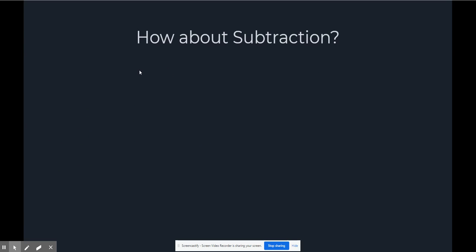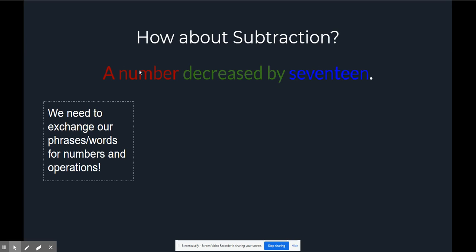Let's try another one. How about a subtraction problem? A number decreased by 17. Again, we're just going to exchange words and phrases for numbers and operations. So let's start on the left-hand side, a number. Again, we don't have to guess what that number is. We're just going to use a variable. Boom, x. Decreased by. So decreased tells us that we're subtracting, so we turn that word into a subtraction sign. Last but not least, 17. We turn 17 into a number, and we're done. We cannot combine x and 17 because they're not like terms.